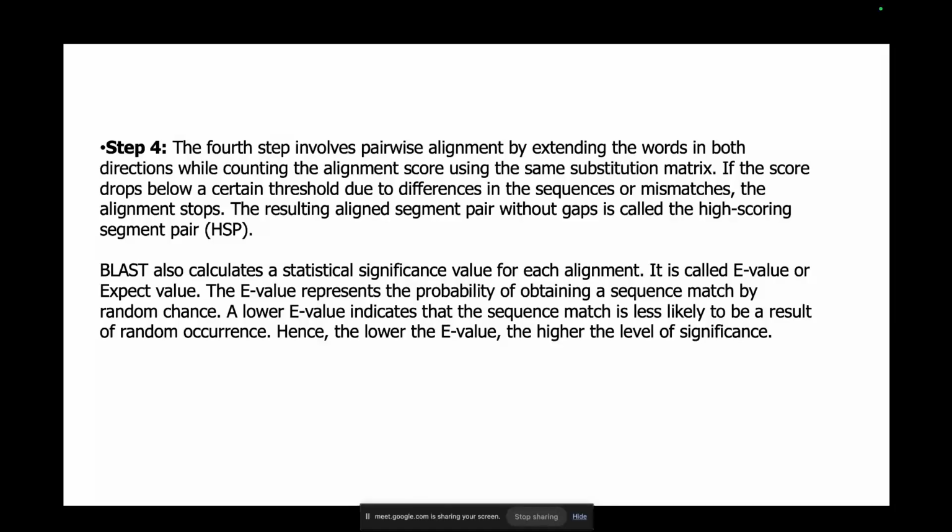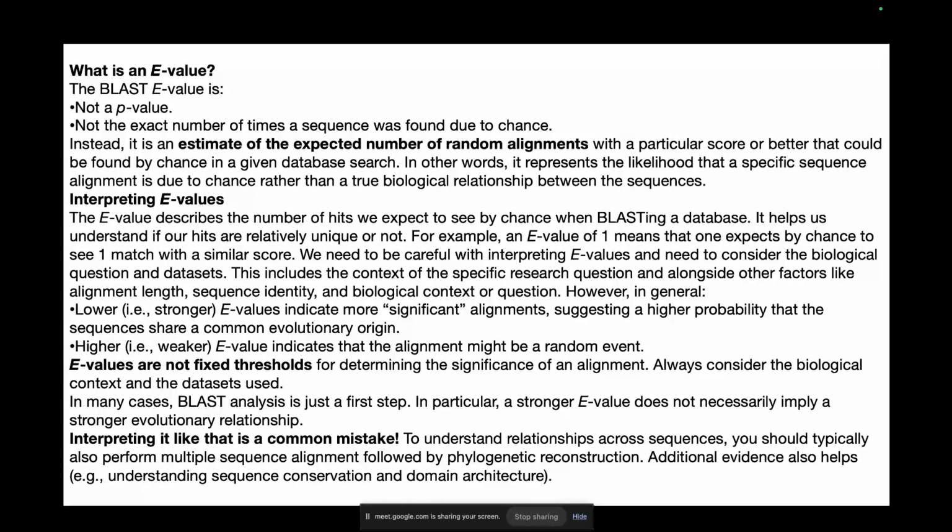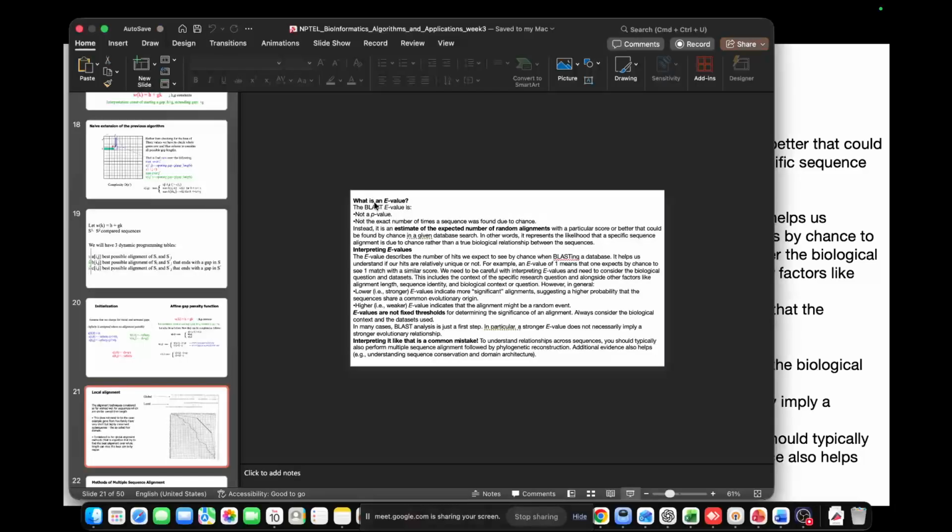What it means is basically if you have a lower E value, that means the sequence match is less likely to be a result of random occurrence, right? So if you have a lower E value, that means there is a specific match of that sequence to whatever sequence it has matched to. So that is a good alignment. You would want your alignment to have a lower E value for a higher level of significance. Here I have described a little bit about the E value as well, because it is quite interesting.